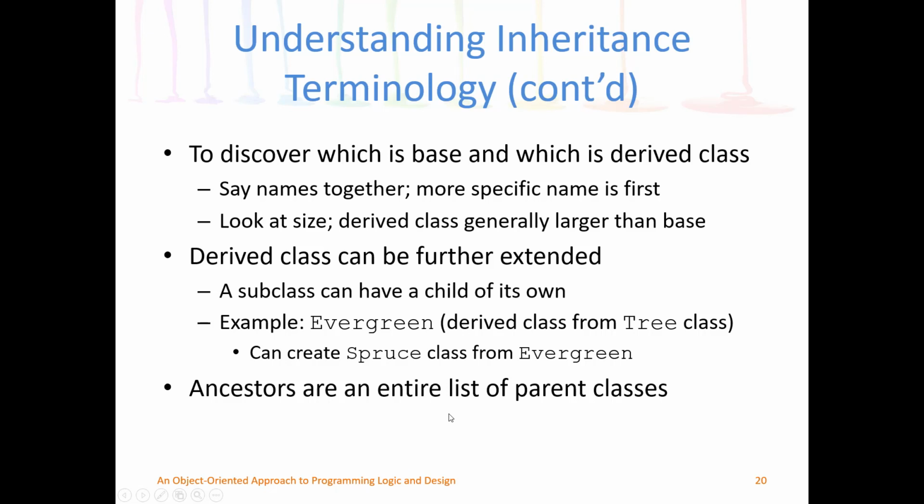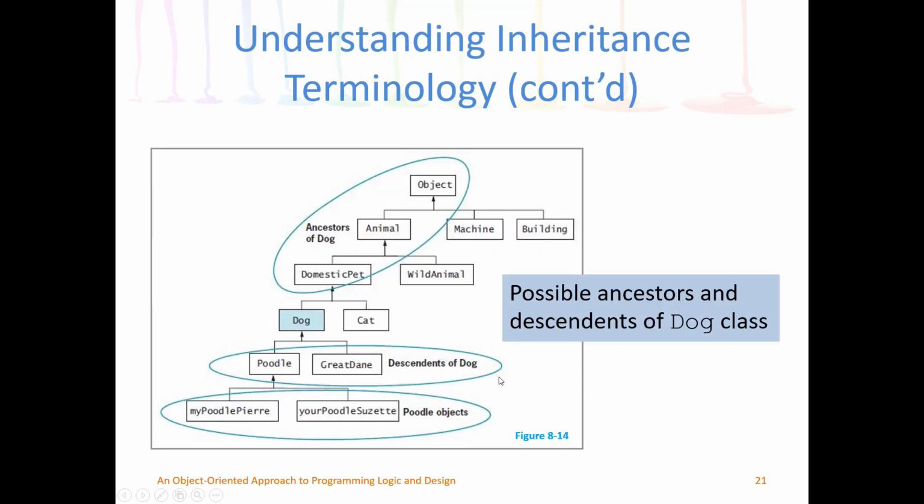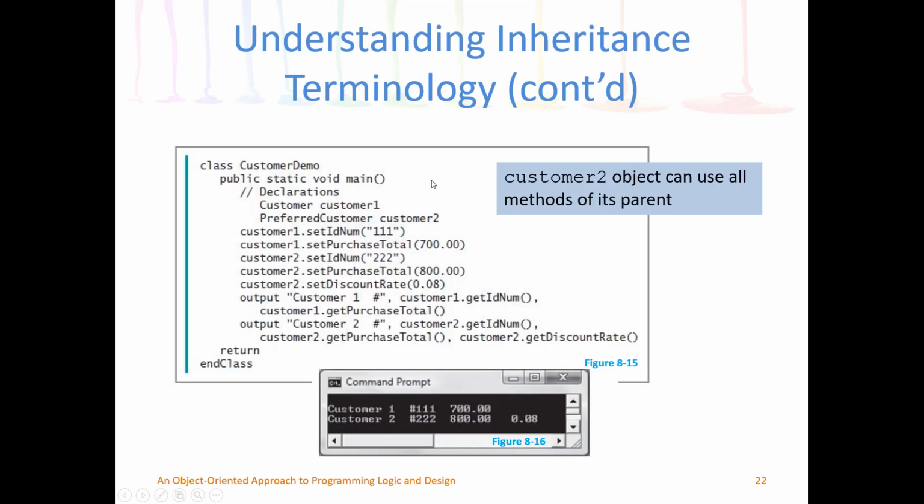And the ancestors are the entire list of the parent class. So if I look at ancestors, in this case dog, I have domestic pet, animal, and then object. These are all ancestors of dogs, and these are all classes. Poodle inherits from dog, and all the way up. And my poodle Pierre inherits from poodle, which inherits from dog, which inherits from domestic class, animal, object. I can continue to go all the way up. So this is just showing a demo.